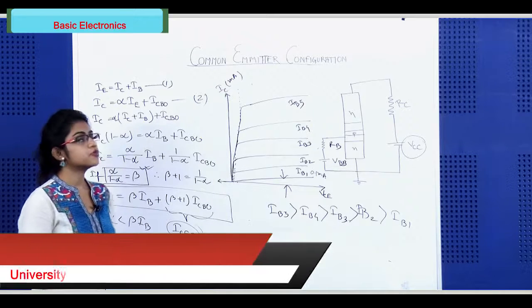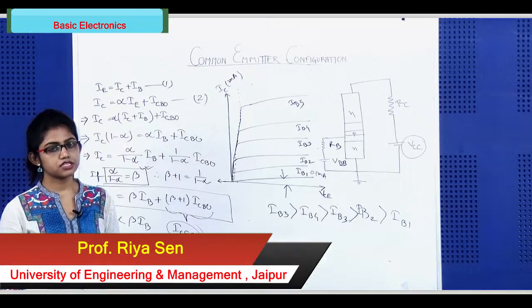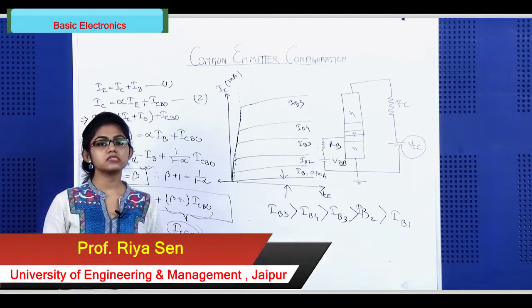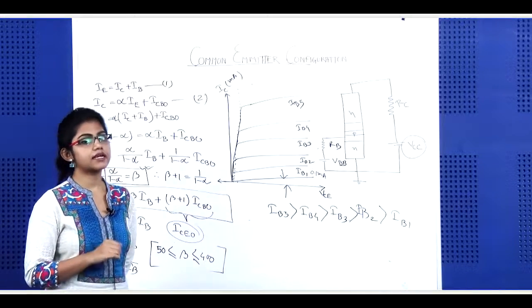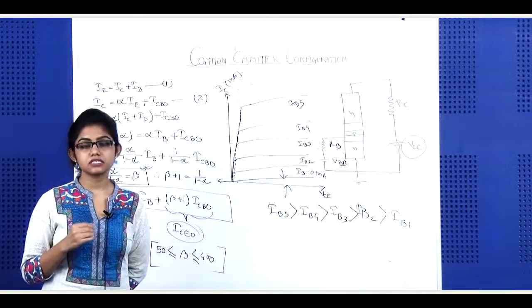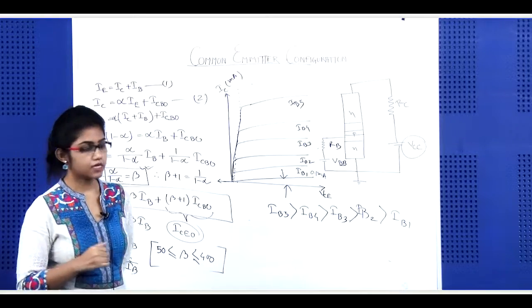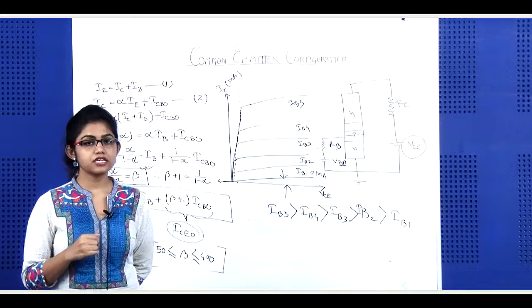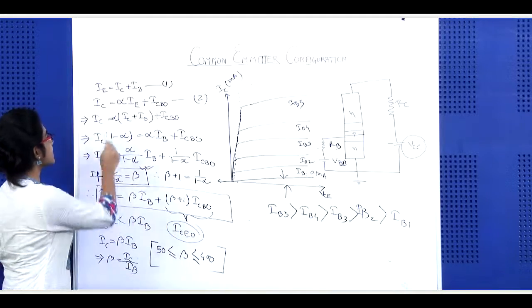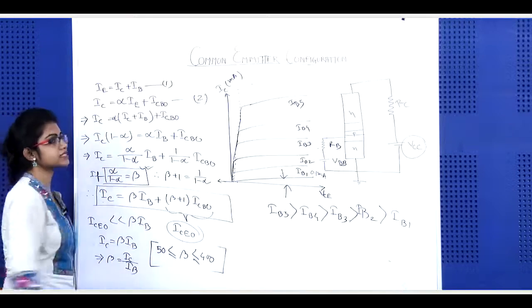Now, we will see the output characteristics of common emitter configuration, but before that we have to see the relationship between output current IC versus the input current IB. That means, what is the relationship between IC and IB, because in the previous case, that is common base configuration, we have seen the equation, that is IC is equal to alpha IE plus ICBO.